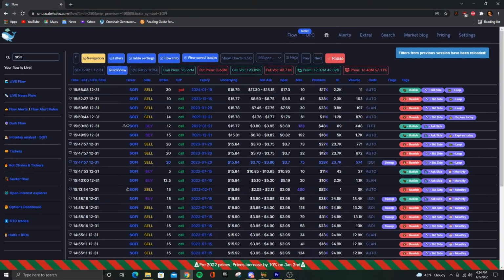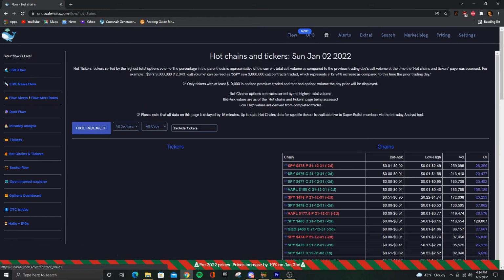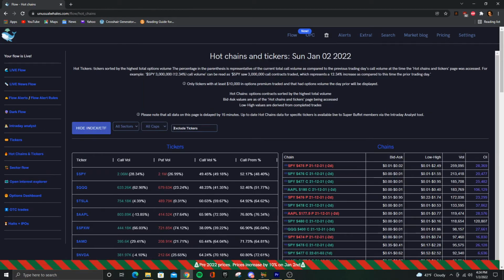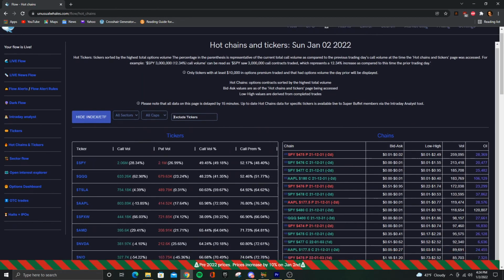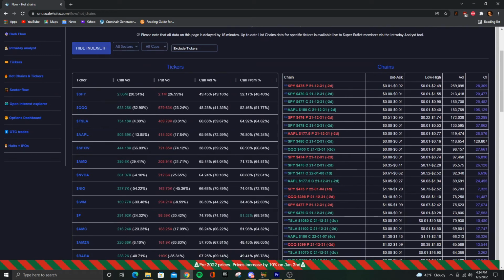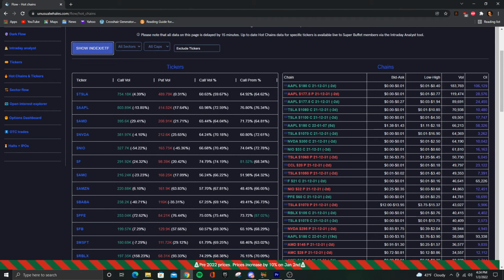And then the other thing I love to use is hot chains and tickers. Sometimes I'll click hide index and ETFs. It'll remove SPY. You can see the most active chains were SPY. You can see SPY 2 million call volume to 2.1 million put volume. But if I don't want to see the indexes and ETFs, I'll just click on this, and we can see Apple was the most active chain.